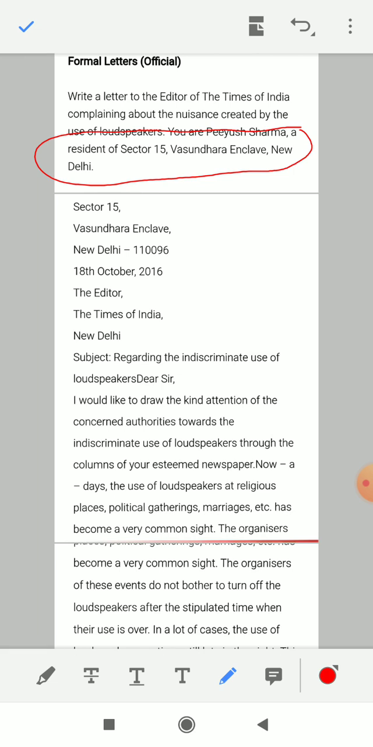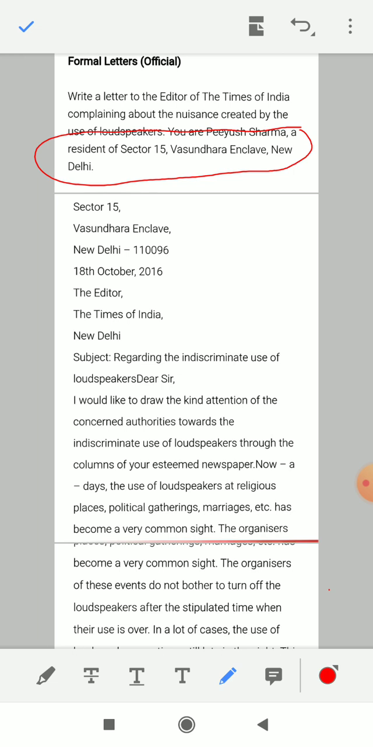As we did in the layout, at the top we write the address of the sender who is writing the letter. Here it is Vasundhara Enclave, whatever address is given in the question. Then the date, then the address of the person to whom we are writing. Here it is the editor, the Times of India, New Delhi. Then the subject, regarding the indiscriminate use of loudspeakers. Now, dear sir is written wrong here; it has to be written in the next line.